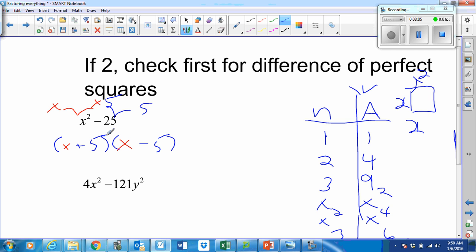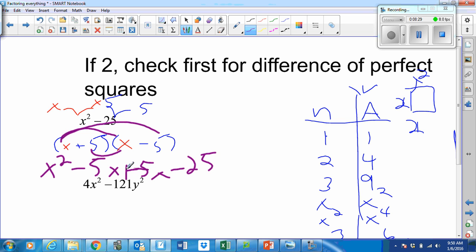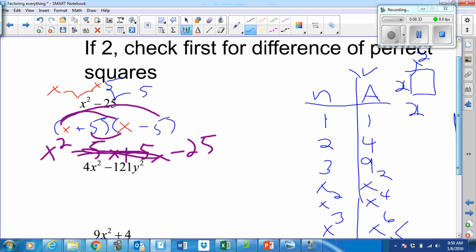And you can check your answer by foiling this or multiplying it out. And what happens when you foil this or multiply it out, that middle term cancels out, which is why you only have 2 terms. And just to show the check, we have x times x is x squared. X times negative 5 is negative 5x. 5 times x is plus 5x. And 5 times negative 5 is minus 25. So these 2 middle terms cancel out. So that's how you check your answer on these.